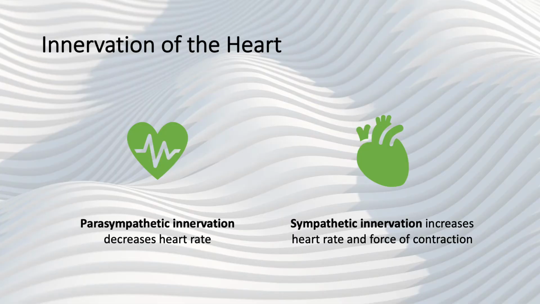Going back to basics, when we're talking about autonomic innervation of the heart, the parasympathetic innervation is going to decrease the heart rate, right? Rest and digest. Sympathetic innervation is going to increase heart rate, fight or flight. And also, it's going to increase the force of contraction, and therefore the stroke volume. So let's take a look at how this works.